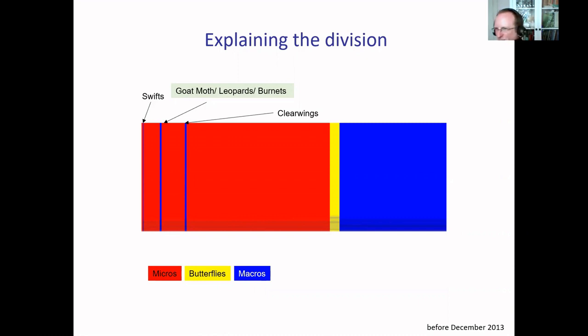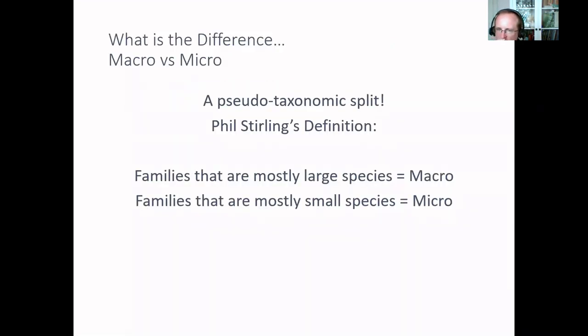So that's not really a very clear definition. So when writing his micros book, Phil Sterling came up with this definition: if a family of moths contains mostly big species, then that would be considered a macro family, and if the family contains mostly small species, then that would be mostly micros, which is great as a definition, but doesn't really help you if you have a moth in front of you on its own.